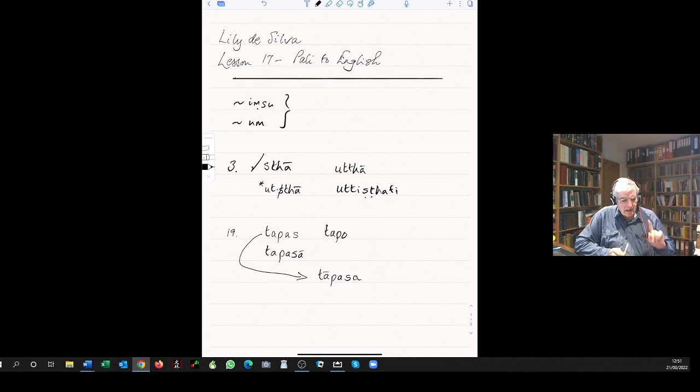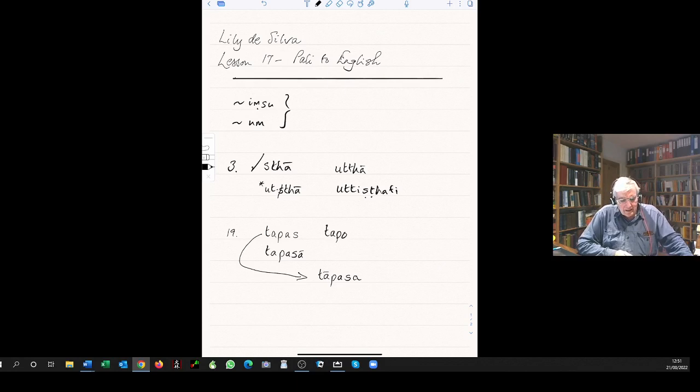21. Ma tvam suvannapattam vikinitva khagge kinahi. So, kinahi is an imperative. Ma kinahi, do not sell. Sorry, do not buy. Ma vikinahi is do not sell. Ma kinahi, do not buy.